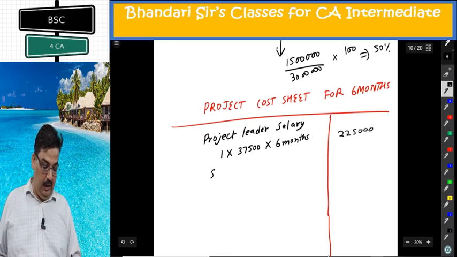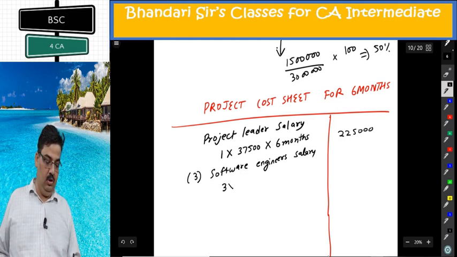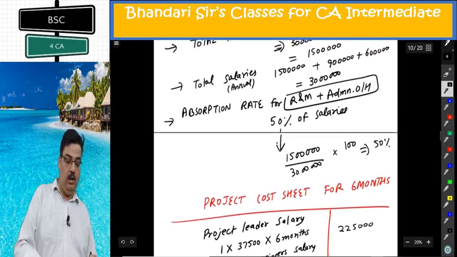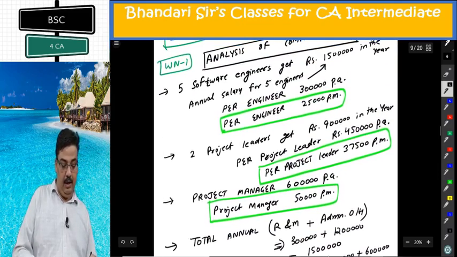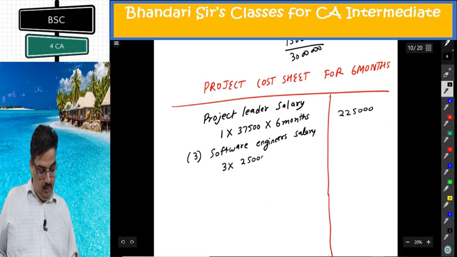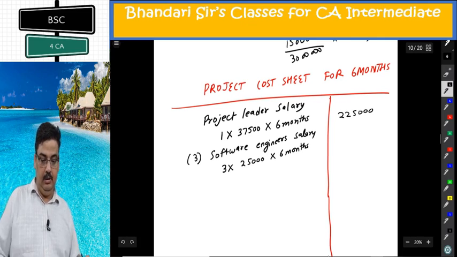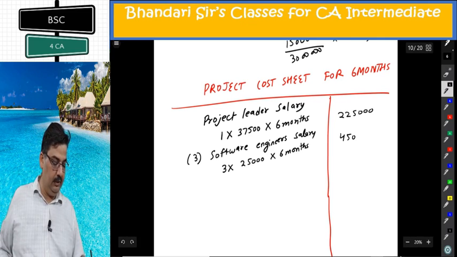3 software engineers. Software engineer's salary, in bracket I can write 3. Per month salary for one software engineer was computed at 25,000. But this is per month, they have worked 6 months. 3 into 25,000 into 6 makes 4,50,000.